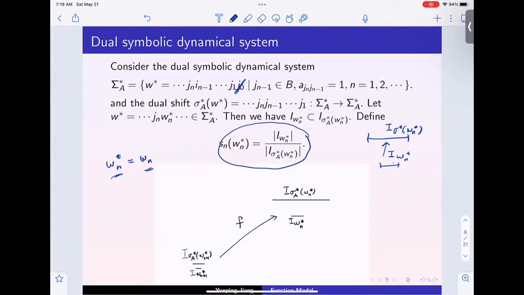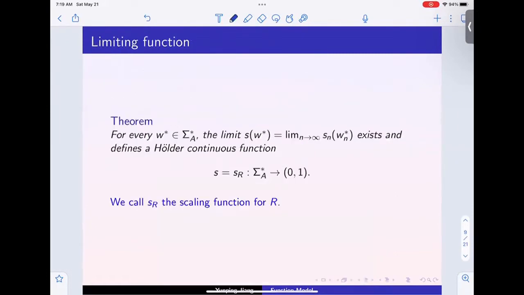So now we consider the ratio of these things. That is a subinterval of that. We can take a ratio of two intervals, and this ratio we call the pre-scaling. Then you can see that if you do the shift, you keep adding digits on the right, and you actually get a pre-image. That is the picture you see here. Now we talk about what the limiting map is.